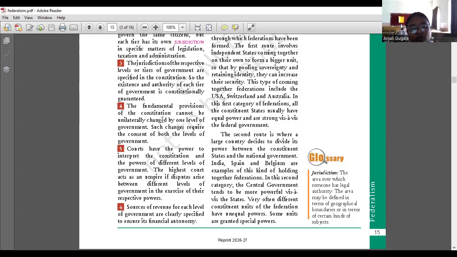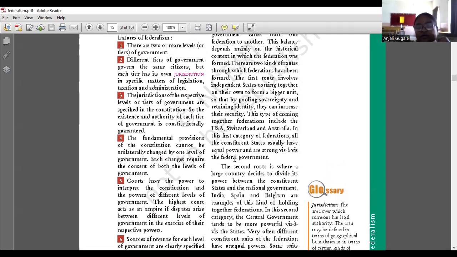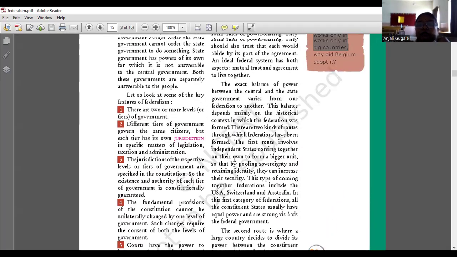Fifth is the point about in case there is a conflict between the central and the state government and the local government, the courts have the power to interpret the constitution and resolve the conflicts between the three tiers of the government. Okay. Sixth point is about the sources of revenue for each level, which is clearly defined between all tiers of government, whether it is central, state, or local government.